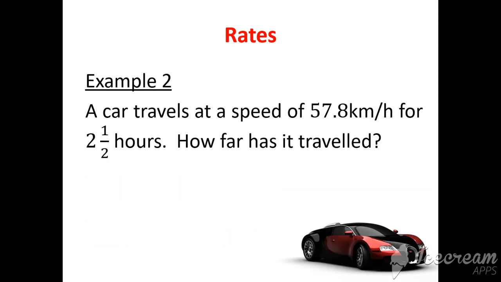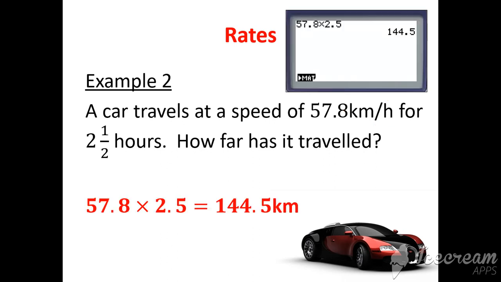Right, example 2 is exactly the same as example 1. The numbers are a little bit messier. Notice the speed is 57.8, and this km/h is a scientific way some people write kilometers per hour. So the speed's 57.8 kilometers per hour, and we're traveling for 2.5 hours. Well, we know from the last example, we just multiply the speed by the time. Notice we've turned 2.5 into 2.5 hours to get 144.5 kilometers.